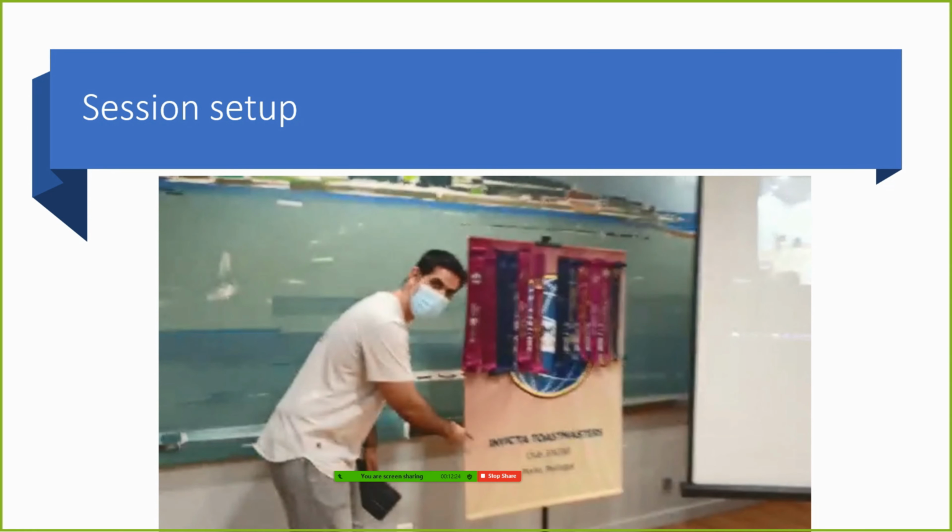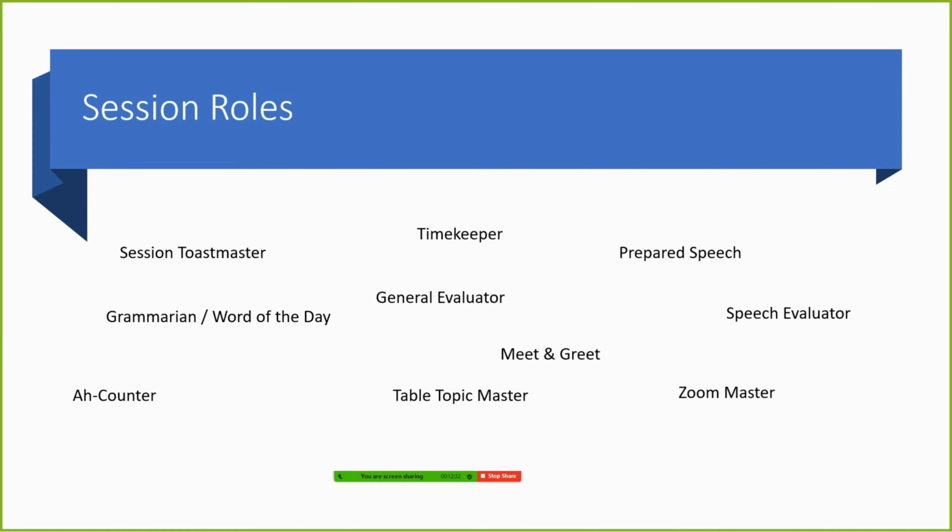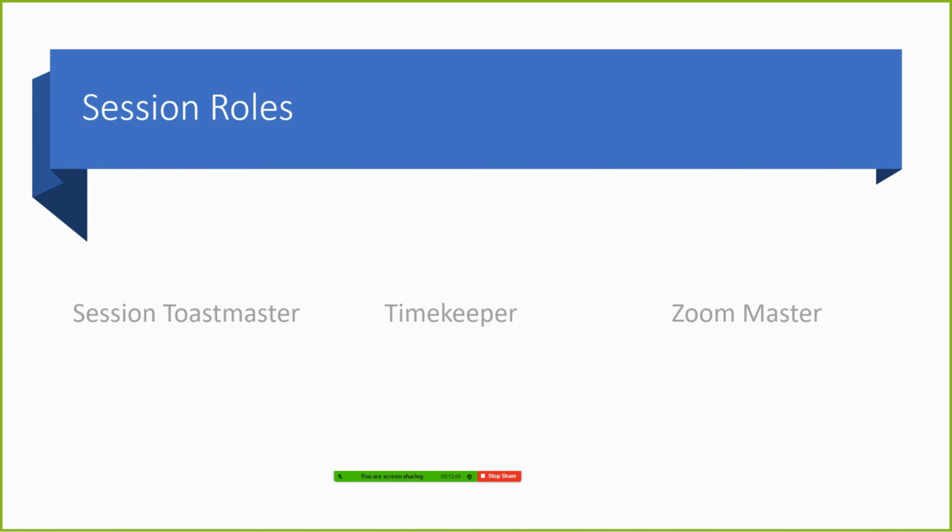Then the session roles. We have all the roles that we previously had. Most of them do not change. It's basically looking at the person who's speaking, looking at the session, evaluating everything. However, there are three roles that I think either change or should be focused on in a hybrid meeting: the session Toastmaster, the timekeeper, and the Zoom master.